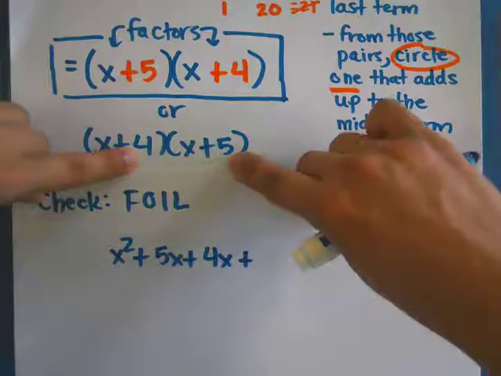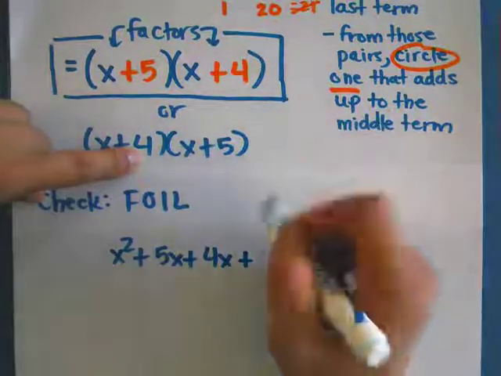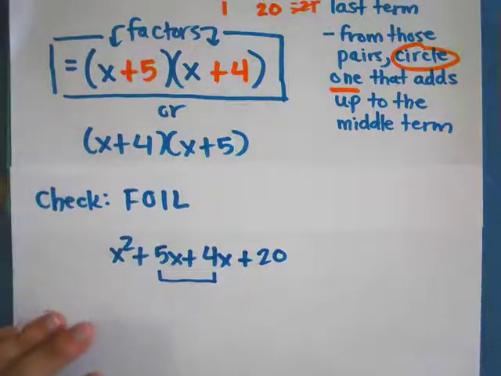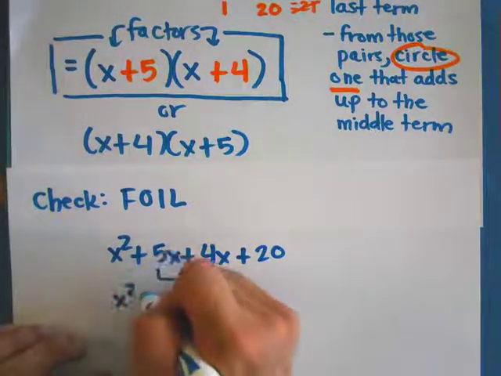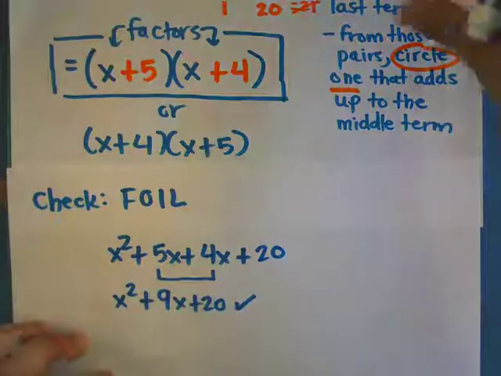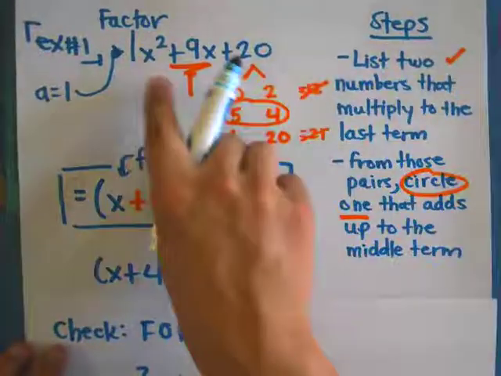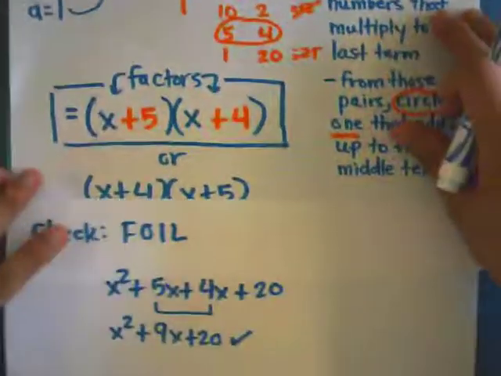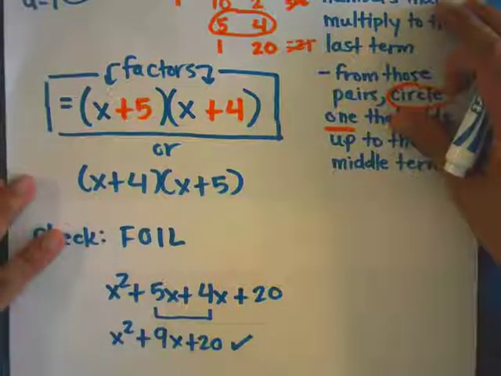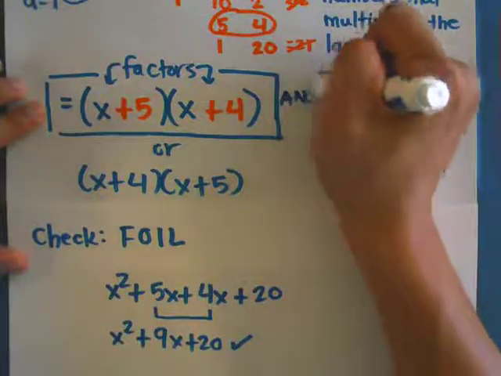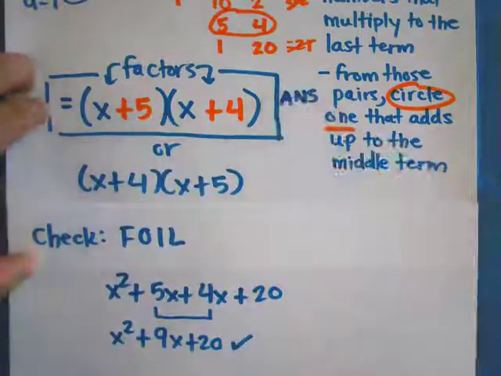So FOIL: x times x is x squared. Outer, x times positive 5 is 5x. Inner, 4 times x is 4x. And then L stands for last. 4 times 5 is 20. And usually you can combine like terms. So it's going to be x squared plus 9x plus 20. And that is actually the problem that we started off with anyway. Yeah, x squared plus 9x plus 20. Okay. So when we FOILed, it checked out. So this is really your answer over here. Our answer today, we need to have 2 factors, 2 parentheses.